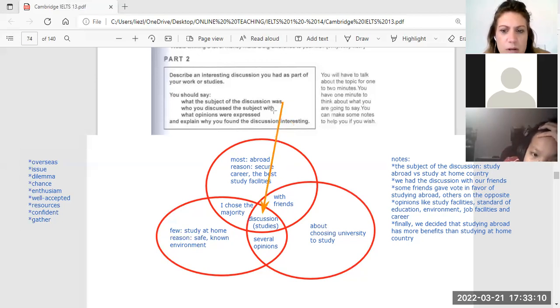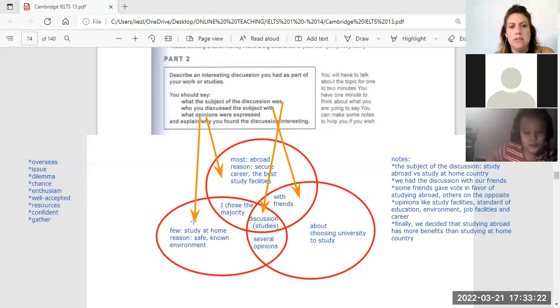Who to discuss it with? With your friends there. Opinions. Most of them secure reason facilities and they're studying at home. Okay, so that is your notes. So this is your notes. Let's clear this. I did save it.